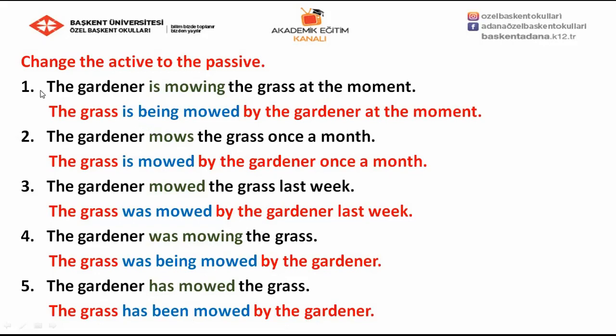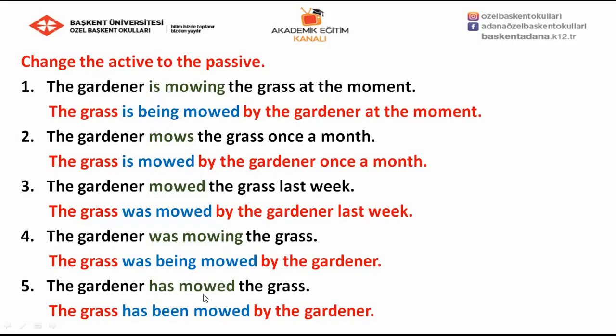As you can see, in the first sentence, the tense of the sentence is present continuous. In the second one, the tense of the sentence is simple present. And the third one, the tense of the sentence indicates simple past. And the fourth one gives an idea about past continuous. And the fifth one gives an idea about present perfect.